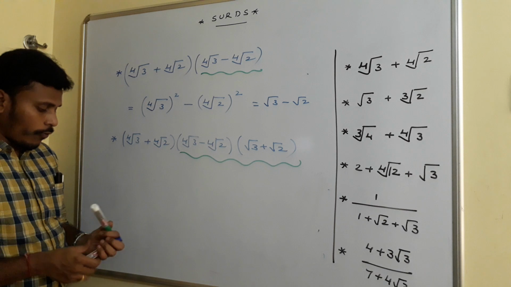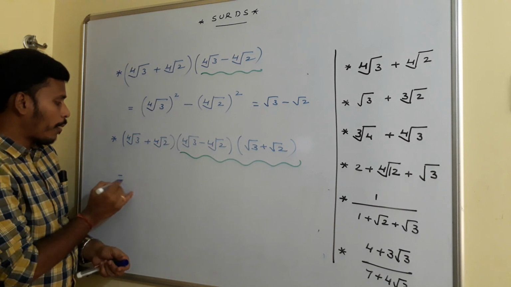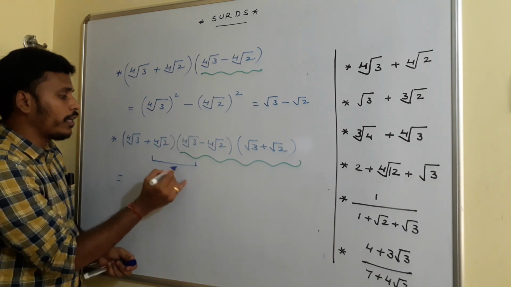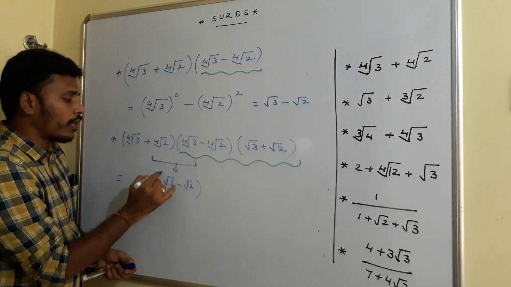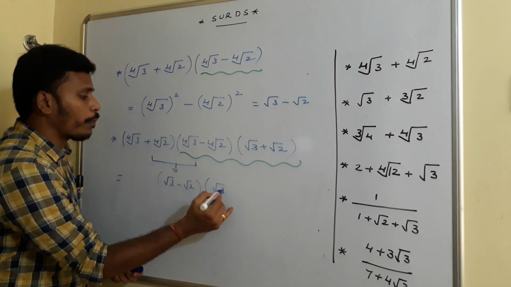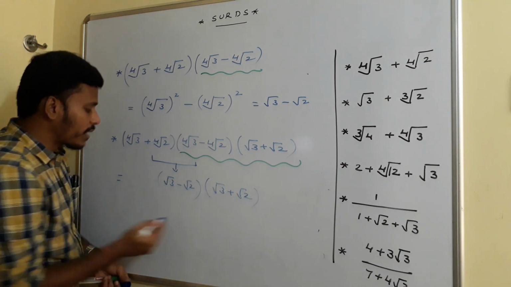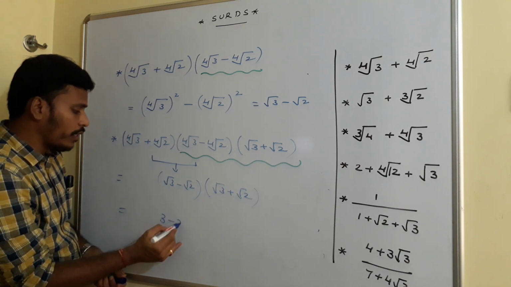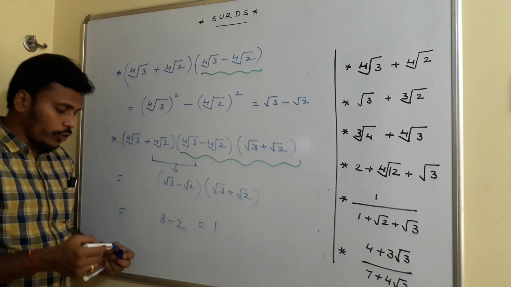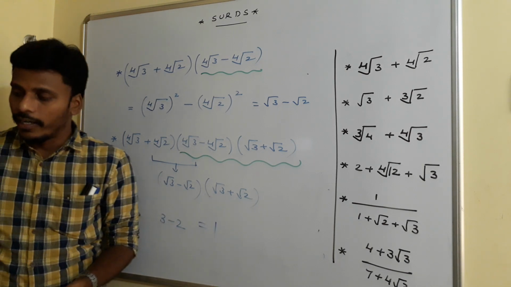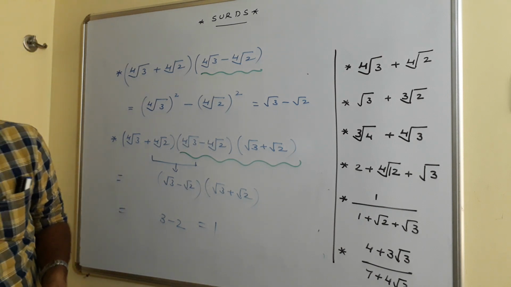Right. Now, if you think about this, the product of the first two numbers will give us root 3 minus root 2. And if you multiply this root 3 minus root 2 with root 3 plus root 2, the result is directly a minus b into a plus b, a square minus b square, root 3 square minus root 2 square, which is 1, a rational number. There ends the problem. Think once about the problem.